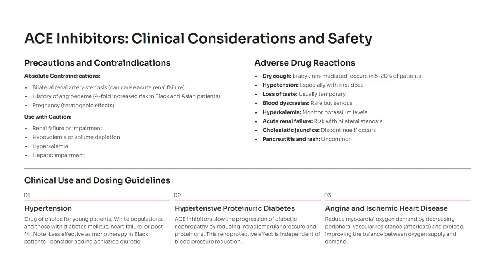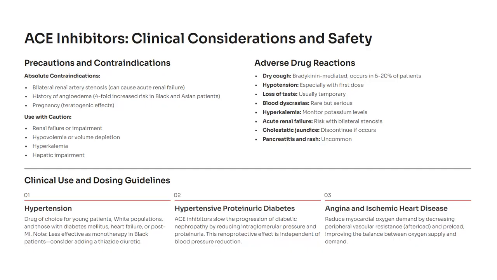So, what do we use ACEs for? We use them for, of course, hypertension. It is one of the drugs of choice for young patients, white populations, and those with diabetes, heart failure, or after a heart attack, very, very good. We use them less as monotherapy in our Black patients. Why? Because of that risk of angioedema. That's the one you'll see with the cough. Consider a thiazide in this population instead.